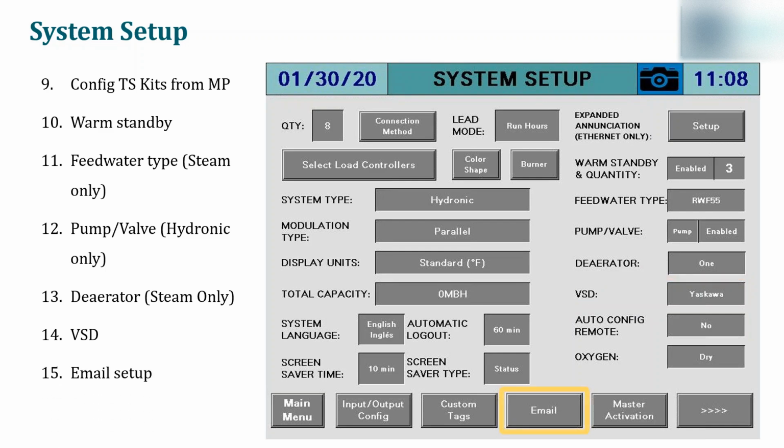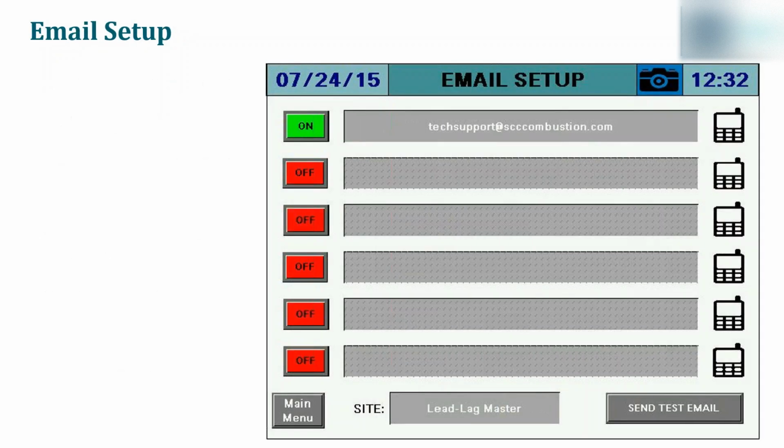All right, so that's everything briefly here on the system setup. And we've kind of told the master panel everything that we have connected to it. Now, if we click on the email setup button here on the bottom that's highlighted in yellow, we can actually set up to 6 email addresses or phones for text messaging.